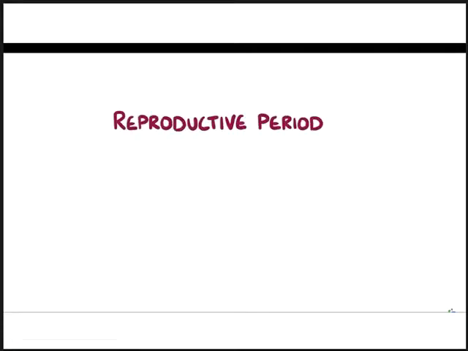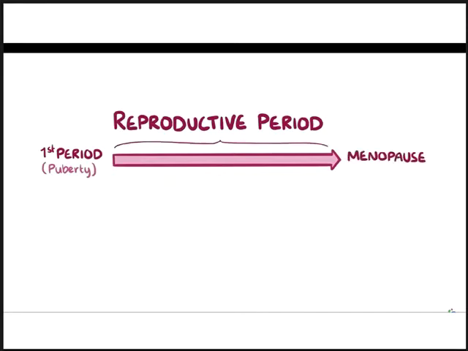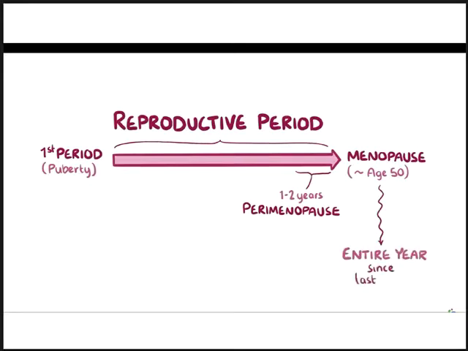Today, in females, the reproductive period or fertility period refers to the years of monthly menstrual cycles between the first menstrual period, which happens at puberty, and then the permanent stopping of menstrual cycles, which is called menopause. Menopause usually sets in around age 50, and it's preceded by a couple of years of hormonal and physical changes, and this is called perimenopause. To be more specific, a woman has entered menopause when an entire year has passed since her last menstrual period.